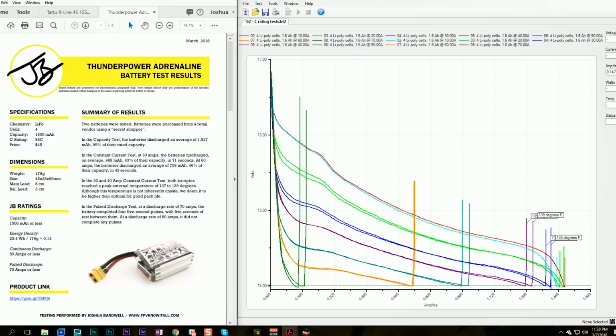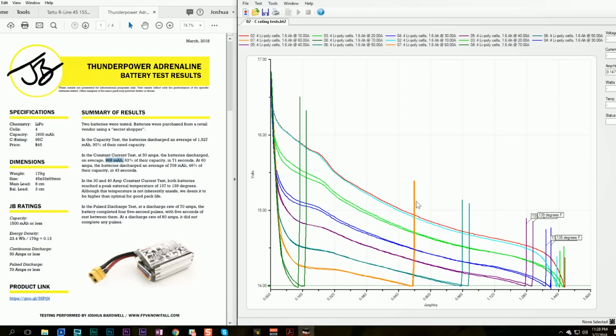For the adrenalines, at 50 amps discharge, the batteries discharge on average 968 milliamp hours, which is 63% of their capacity. That took 71 seconds. And this is the 50 amp test right here. We can see the two batteries. These are two different tests for two different batteries. We can see what that discharge curve looks like for the 50 amp test.